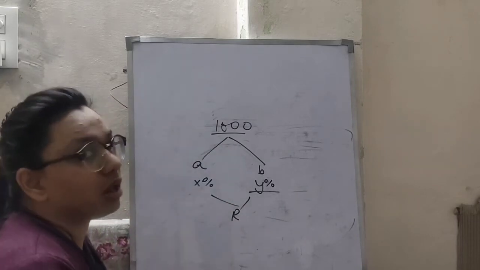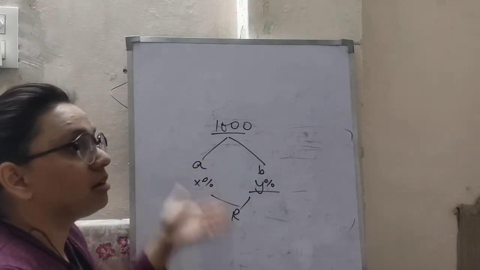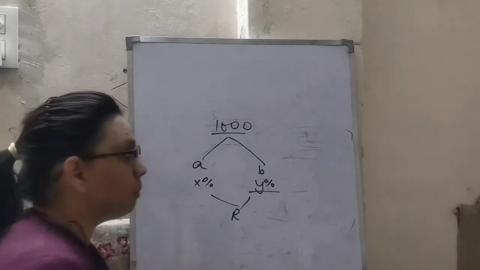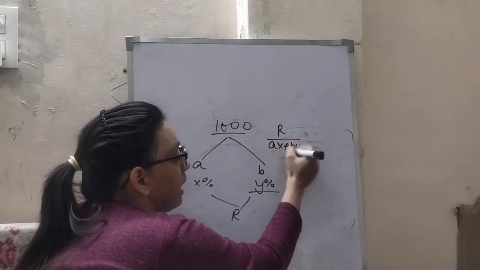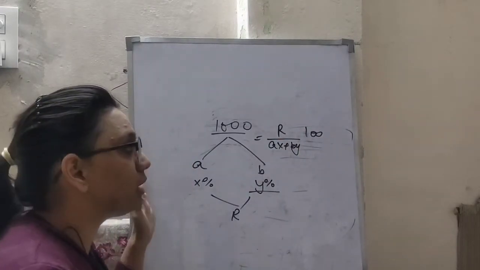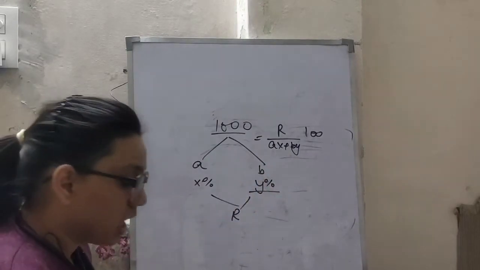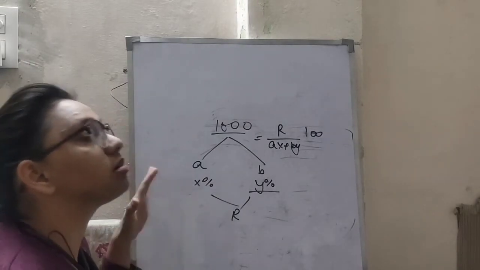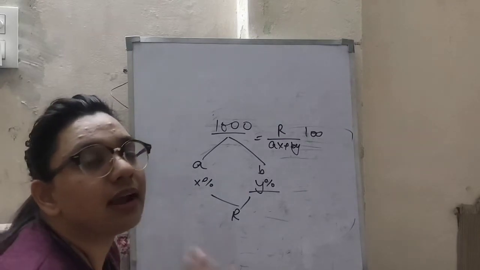So what is the formula in order to calculate? If you work with this separately, taking out the profit, it will take a lot of time. So we will directly apply the formula, that is R divided by (AX plus BY) into 100. This is the formula that you will use in order to calculate the cost price of that item. Okay, so this is a special case series which is mostly asked in exams, because these kinds of questions are a bit tricky and you need to understand and go through them.